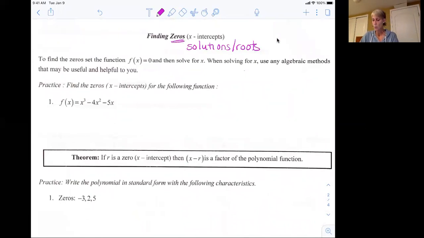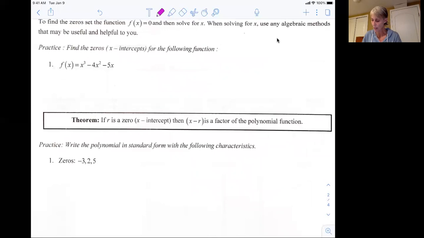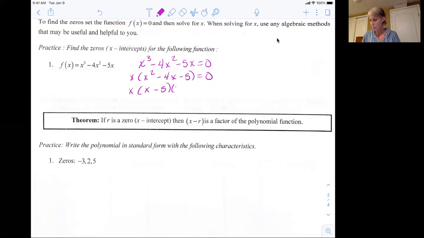Now, to find our zeros, we're going to set the function equal to 0 and solve for x. When solving for x, we have to use a number of different types of algebraic methods. So today, we're going to stay nice and basic. Everything is going to be something we can factor. So for instance, if I'm going to find the zeros here, I'm going to take our function, set it equal to 0, and then I'm going to factor it: x minus 5 and x plus 1.